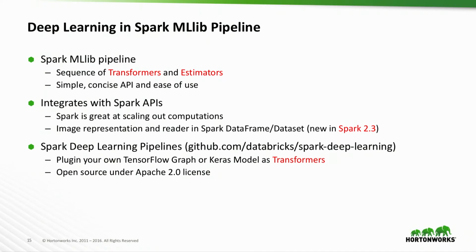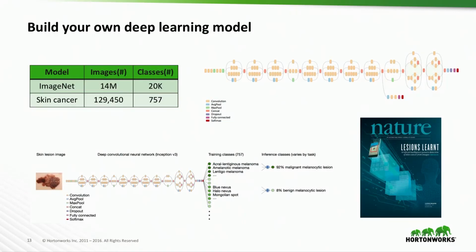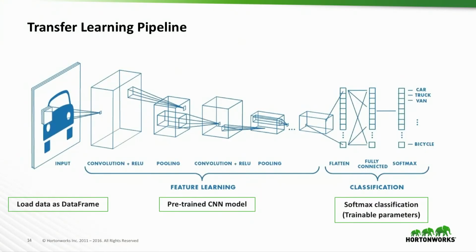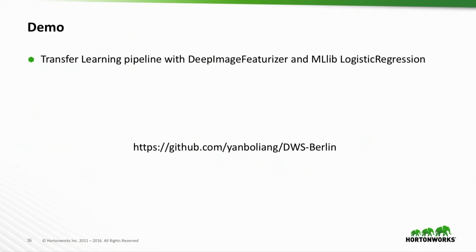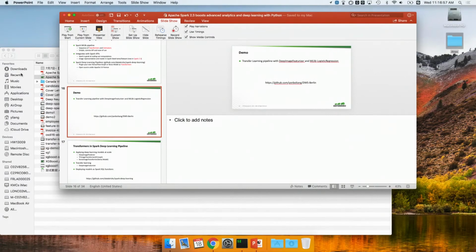A great feature is in Spark 2.3, because if we want to run these kinds of features, we need to first load the data in a data frame. A DataFrame is a distributed data representation, and the most common case is image data. So in Spark 2.3, we added an image representation and a reader to read the image directly into the data frame. So you can easily load image data and run a deep learning pipeline on it in a distributed way. So we will show a demo.